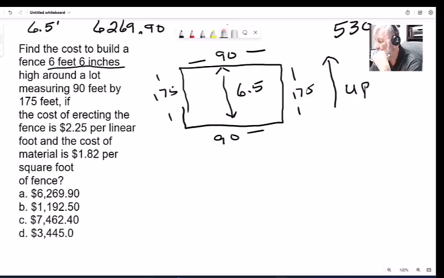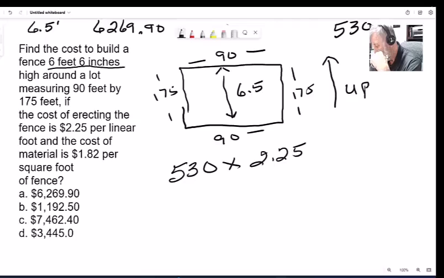So I've got the square footage cost of the fence, but now I've got the linear. Remember I had this up here? The linear, which is 75, 75, 90, and 90. So I got 530 total times $2.25. So 530 times 2.25 equals $1,192.50. Okay, that's the linear cost in dollars.